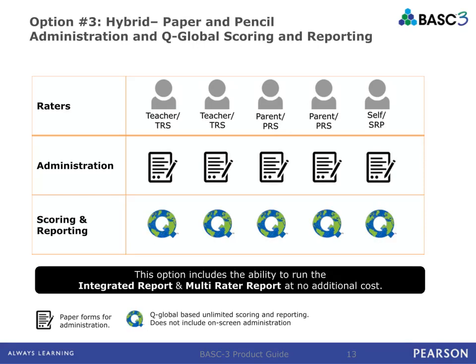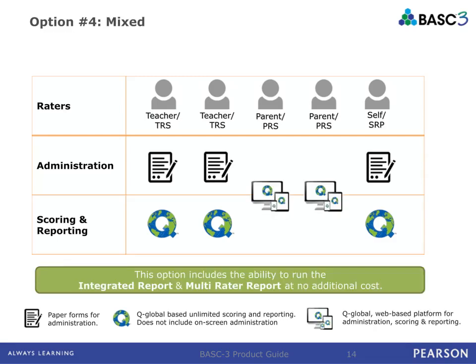And this third example is the most commonly used assessment configuration. You may have multiple raters using paper forms for administration and a Q Global Unlimited subscription for scoring and reporting. This option includes the ability to run the integrated report and the multi-rater report. And our fourth example illustrates a mixed configuration. In this instance, you have multiple raters, some of whom use paper forms for administration and some of whom complete the rating scales digitally using Q Global. All scoring and reporting is then done using Q Global as well. This option also includes the ability to run the integrated report and the multi-rater report.